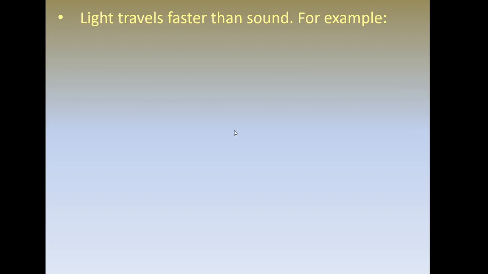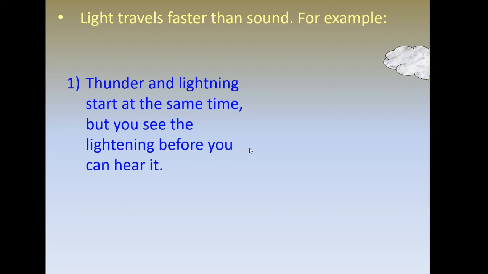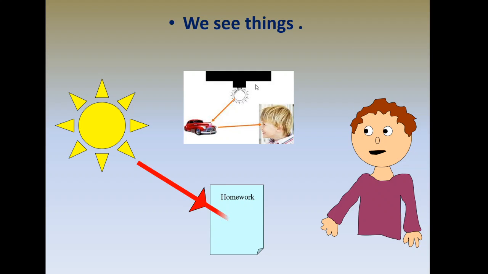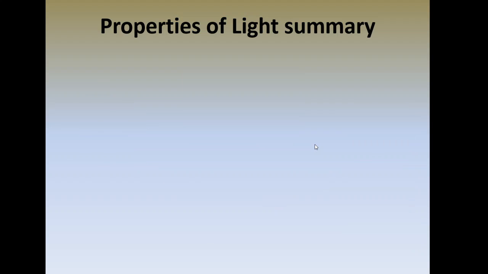And light travels faster than sound. For example, you've probably experienced this during a thunderstorm. Thunder and lightning start at the same time, but you see the lightning before you can hear it. That's because light travels faster than sound. And we see things based on a reflection of that light from the sun. That's how we see papers or anything, as it's perceived by our eyes. So that is how we see, through the light of the sun.